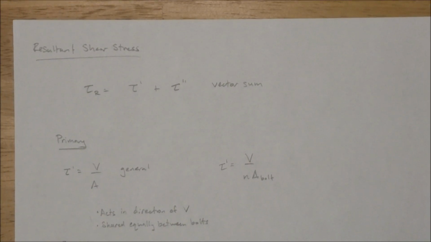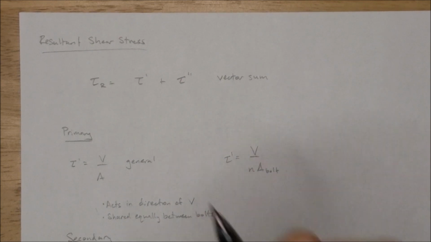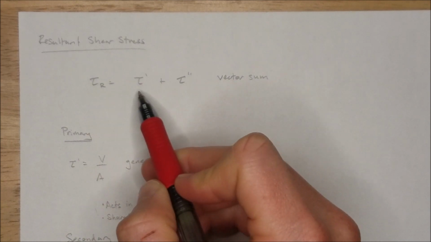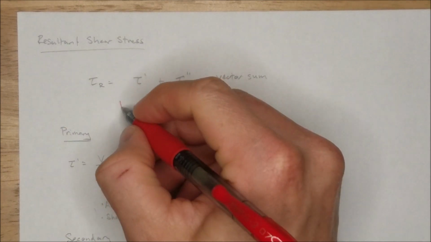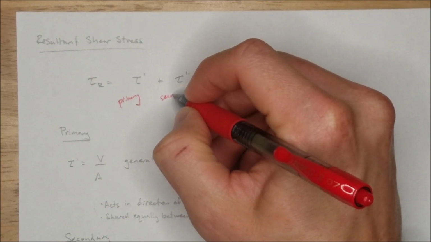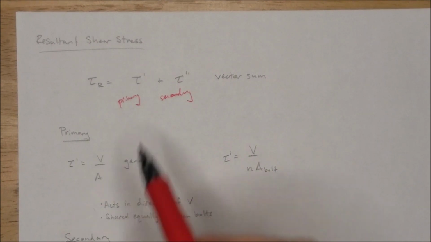this is the formula we're going to be using to solve our problem here. Pretty straightforward when you look at it. Our resultant shear stress is equal to the vector sum of primary and secondary shear stresses. And we are going to go over those in just a moment. But this is really the only formula. Now, we're going to go over its components, but this is it.